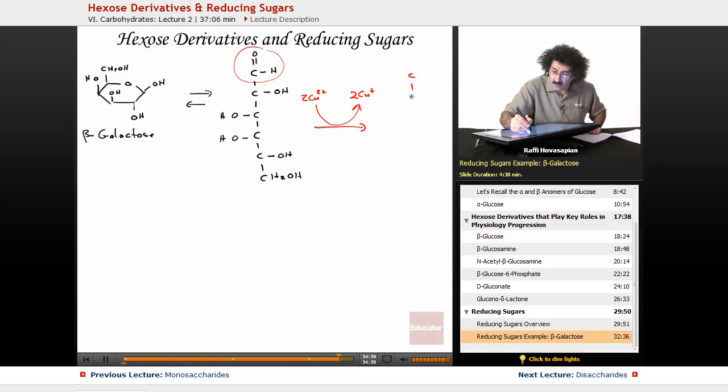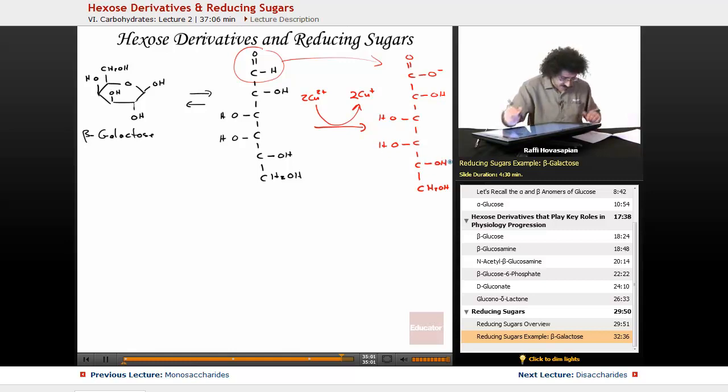And of course now, 1, 2, 3, 4, 5, 6. This is CH2OH. I have my carbonyl, which has been, my aldehyde has been oxidized now to a carboxylic acid. This hydroxy is on the right, this hydroxy is on the left, this hydroxy is on the left, and this hydroxy is on the right. So what I have here is beta-galactose, ring form. This is also beta-galactose, linear form.